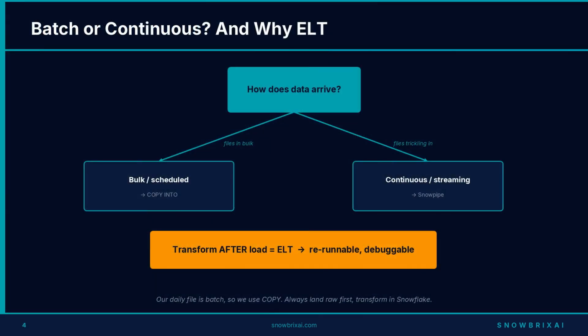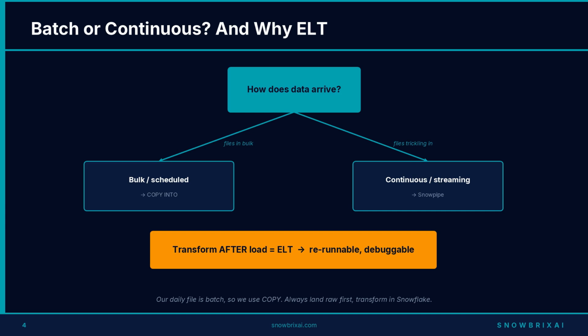Before we write code, one design choice. How does your data arrive? If files come in bulk on a schedule, like our daily orders file, you reach for COPY INTO. If files trickle in continuously all day long, you reach for Snowpipe instead.